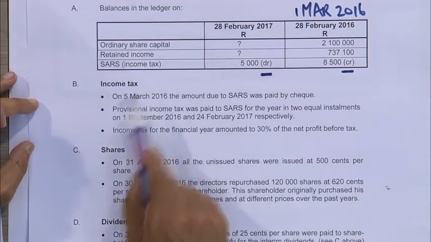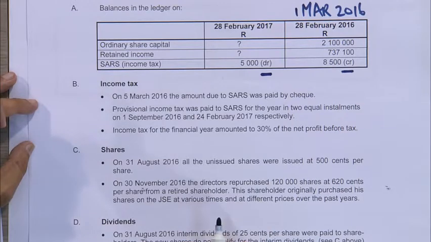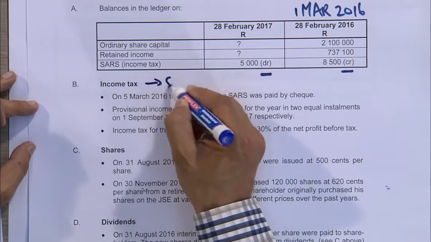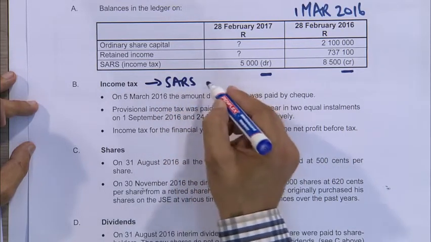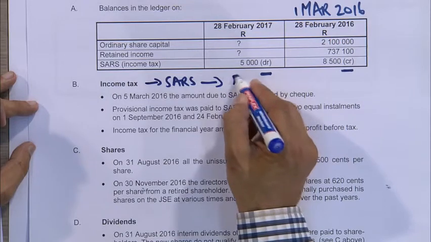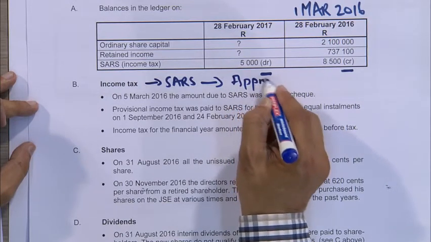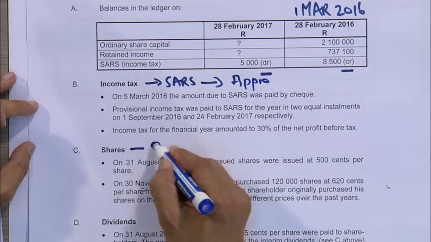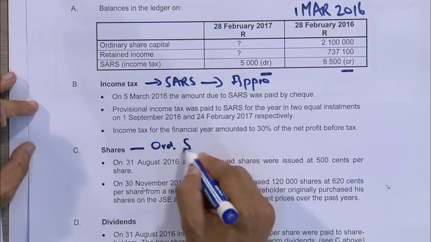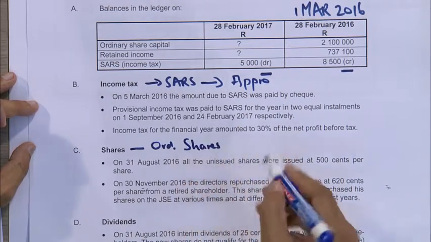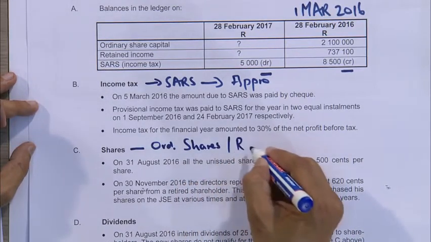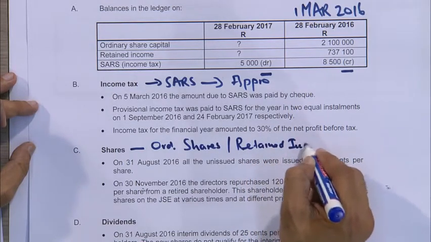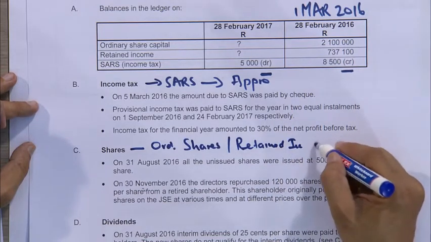Okay, then they're talking about the income tax. Right? So that income tax, that will obviously affect the SARS account. And we're going to need the income tax that's going to go to appropriation. Okay, but here we have the shares. So this part will affect the ordinary share capital. It will affect the retained income. And it will affect the dividends.